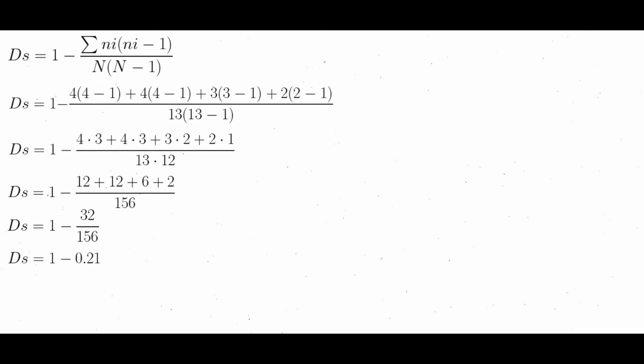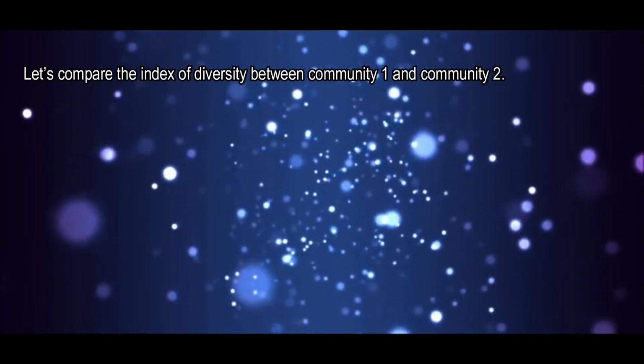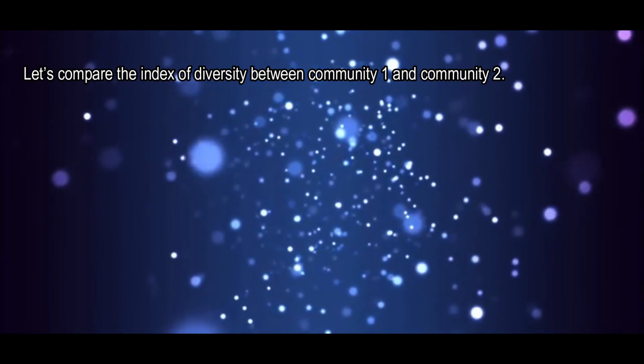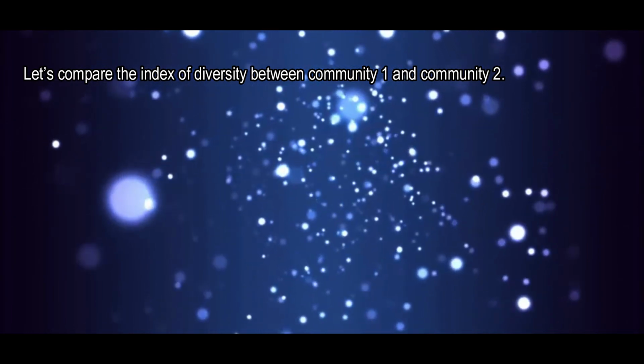And for the DS, it's 1 minus 0.21. And the final result for the DS is 0.79. Now, let's compare the index of diversity between community 1 and then community 2.